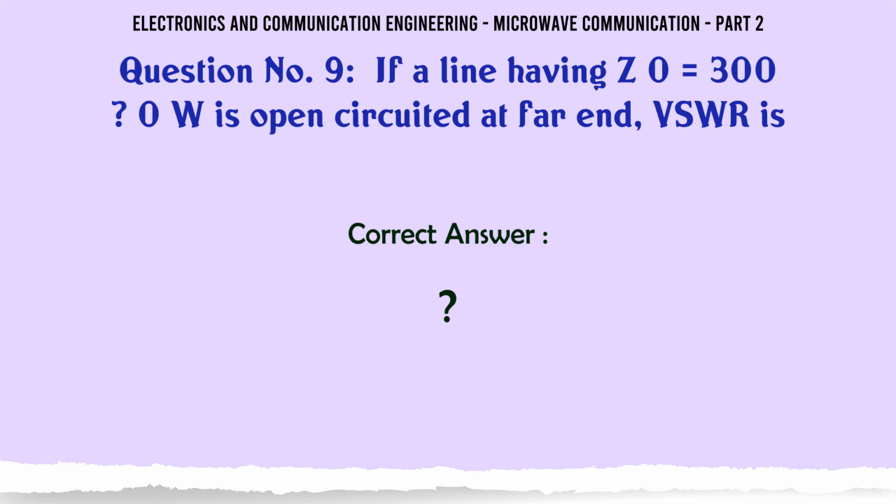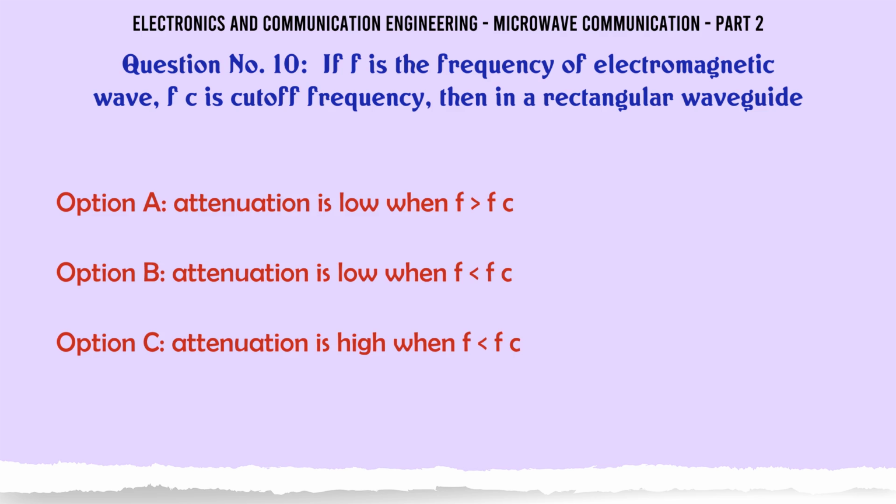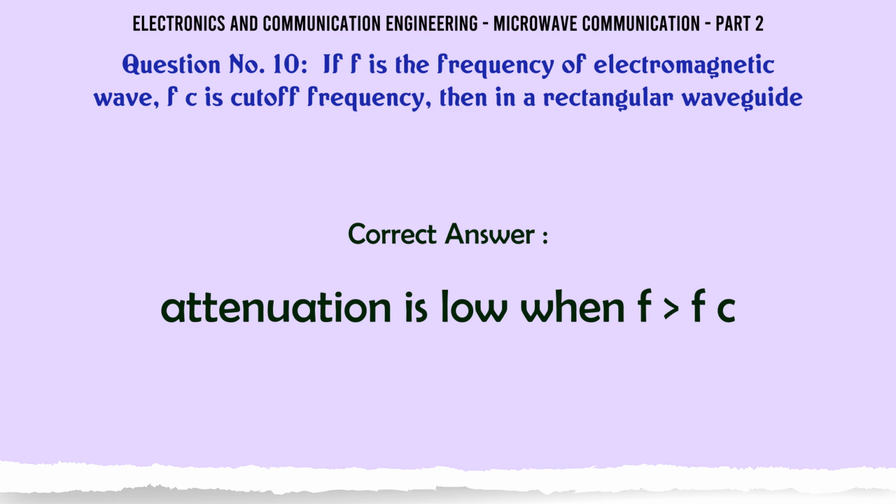The correct answer is infinity. If f is the frequency of electromagnetic wave, fc is cutoff frequency, then in a rectangular waveguide, A: attenuation is low when f > fc. B: attenuation is low when f < fc. C: attenuation is high when f > fc. D: either B or C. The correct answer is attenuation is low when f > fc.